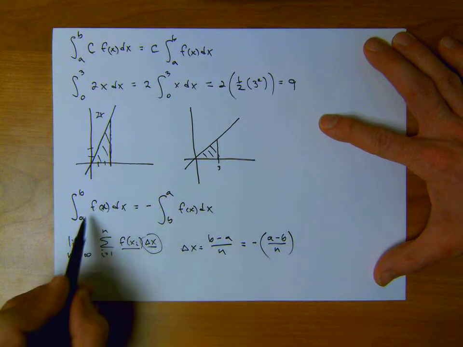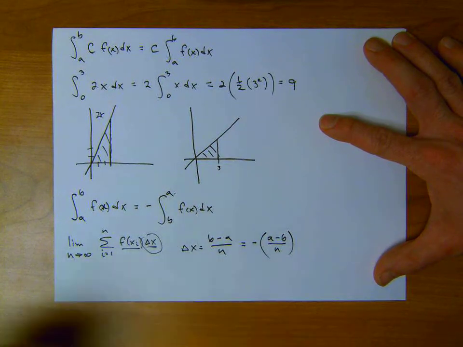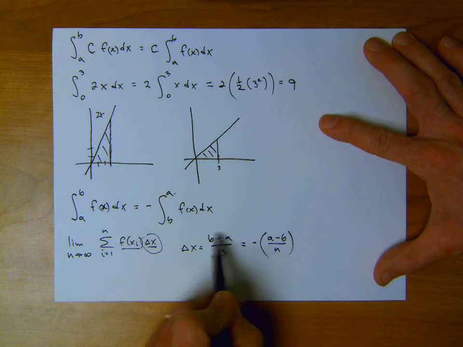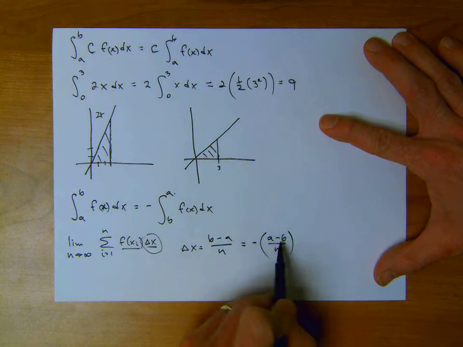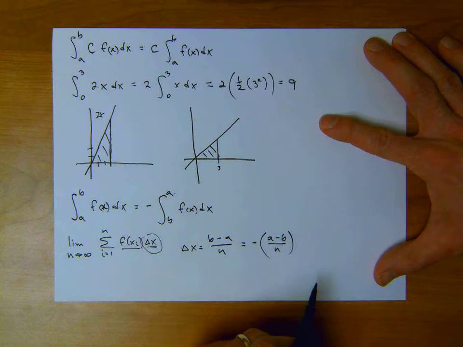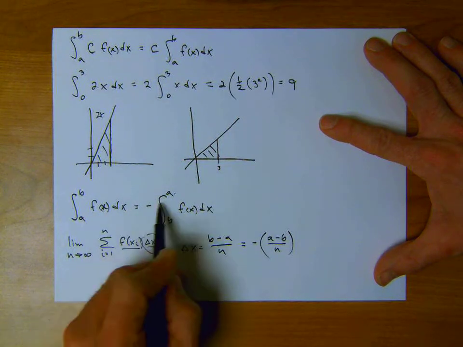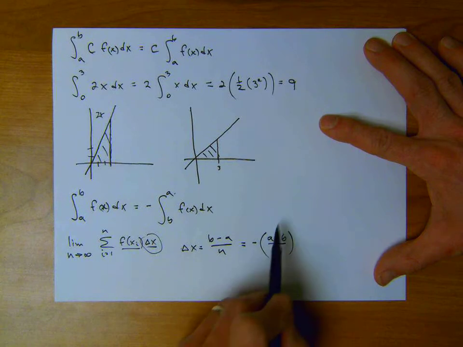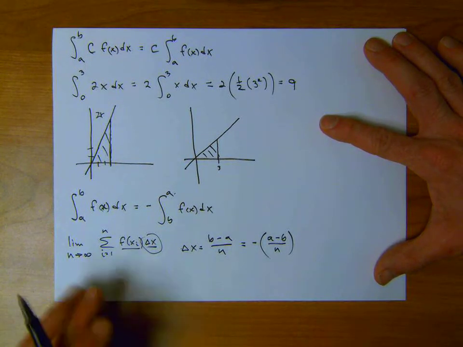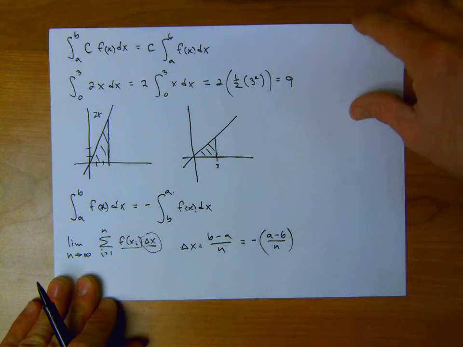So when we go from b to a, instead of from a to b, then we're essentially going the other direction. We end up with kind of a negative width to our rectangle. So the area will be the same, except it'll be negative because we're going the other direction. That's basically all that says. All right, just a couple more here.